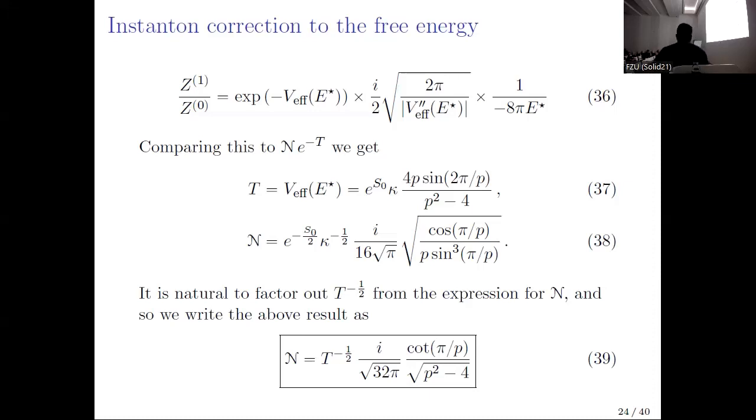Okay. So are you going to explain that in the interpretation of the instanton in the string picture? In the string picture? Yeah, that's the second part of the talk. Okay. So this is the result. It's a precise number with an i and a square root of 32, and we want to get this precise number from the string theory.